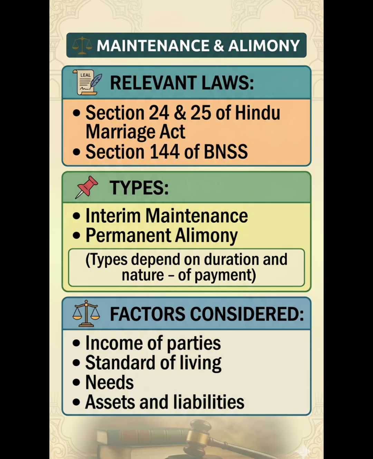Then 6, child custody, governed by Guardians and Wards Act 1890. Types of custody: physical custody, joint custody, legal custody. Courts always consider the welfare of the child as the top priority. Then comes point number 7, that is practical tips.